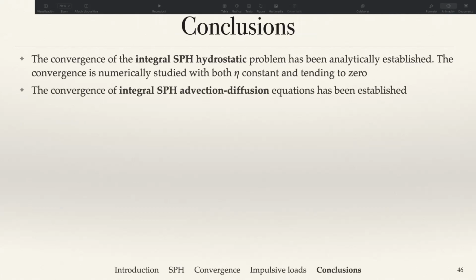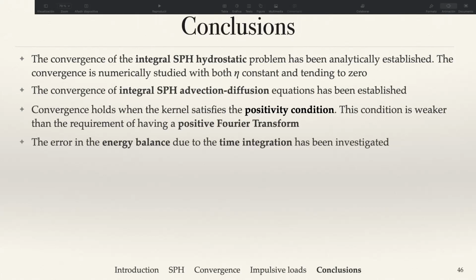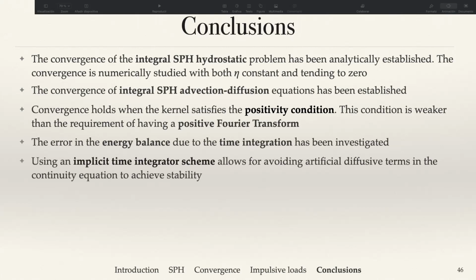It has been shown that in order for the solution to be convergent, we need the kernel to satisfy the positivity condition. This is, we believe, an interesting fact, because this condition is weaker than the positivity of the Fourier transform. So we think that it is an interesting result regarding convergence. Now, the error in the energy balance due to time integration has been investigated, and the use of an implicit time integrator scheme allows for avoiding the use of the delta term, as well as leads to reducing the error due to the time integration.